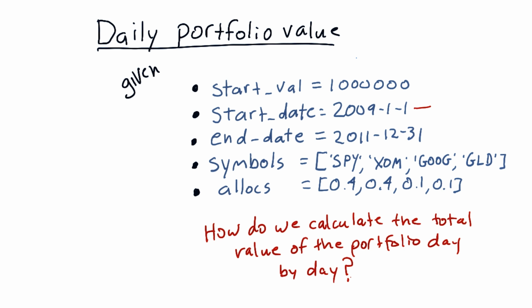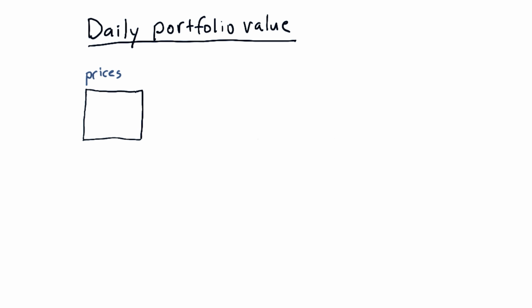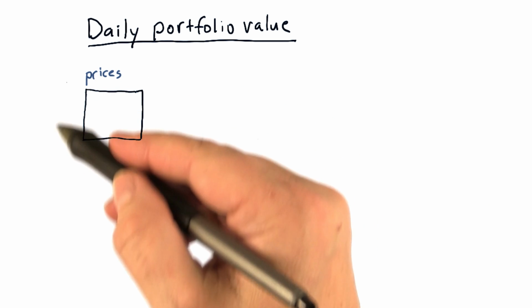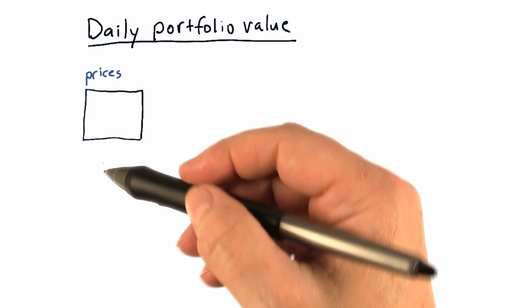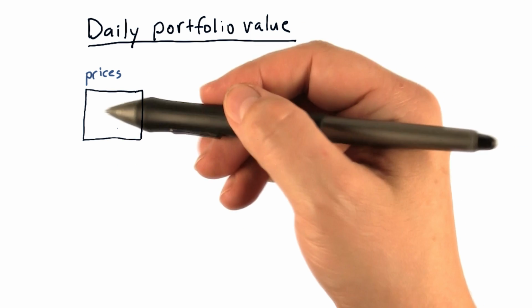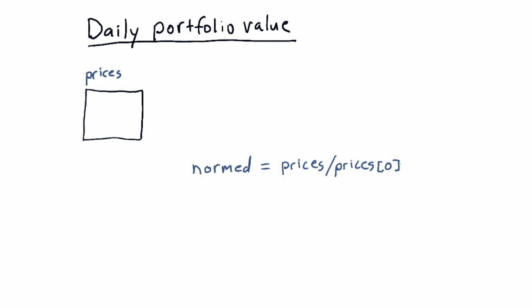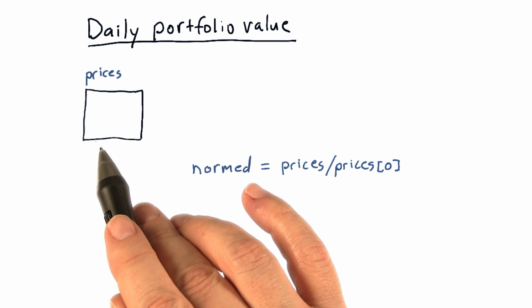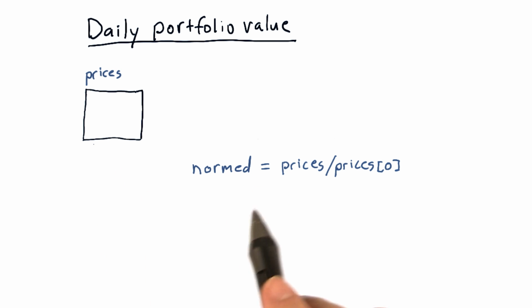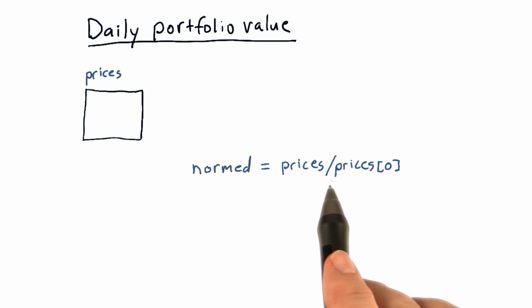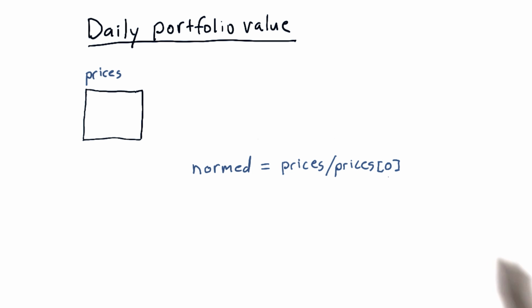How do we calculate the total value of the portfolio day by day? Here's how to do it step by step. We start with our prices data frame. Remember the 4 columns with prices every day indexed by date. The first step is to normalize these prices. As we've done before, it's just the price values divided by the first row.